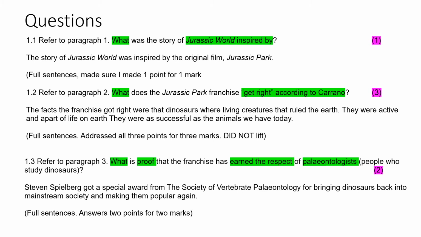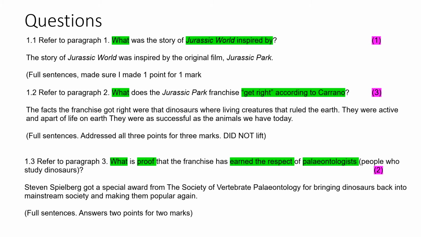1.1. Refer to paragraph 1. What was the story of Jurassic Park inspired by? You will see I highlighted what and Jurassic Park World inspired by. This is what we need to answer. I also highlighted the mark allocation, 1 mark. So the answer is, the story of Jurassic World was inspired by the original film, Jurassic Park. I'm using full sentences and I made sure that I have 1 point for 1 mark.